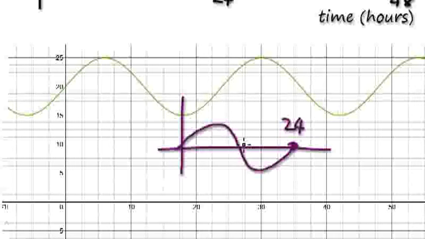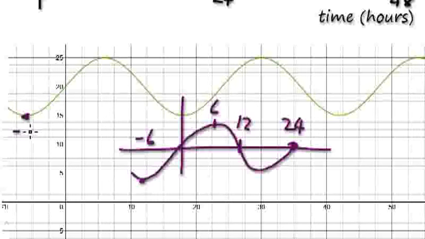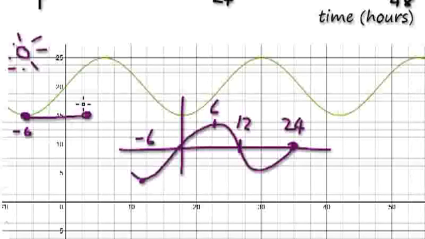Well, if from here to here is 24 hours, then here must be 12 hours, and here must be 6 hours. And then this point here will be minus 6. Now, I want to move this point here. Remember, we want to set it up so that as soon as the sun comes out, the body temperature starts to rise. So basically, we want to move this point here to 5 in the morning.